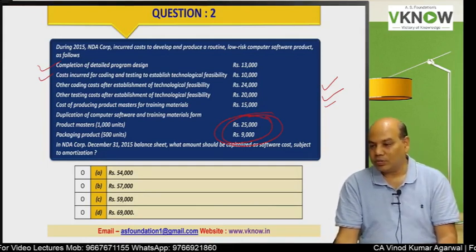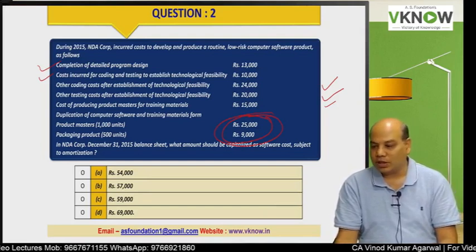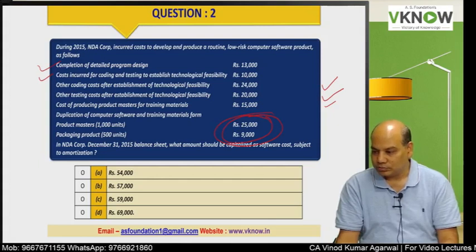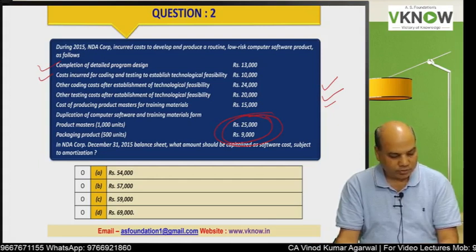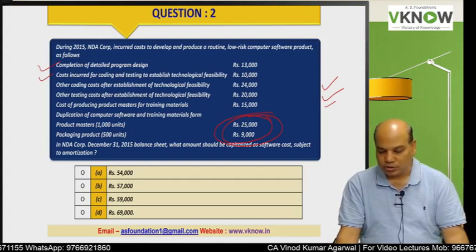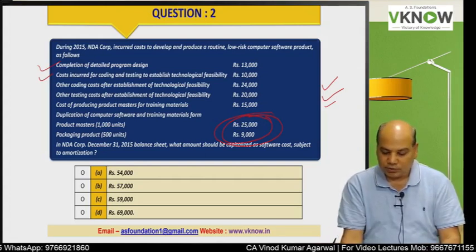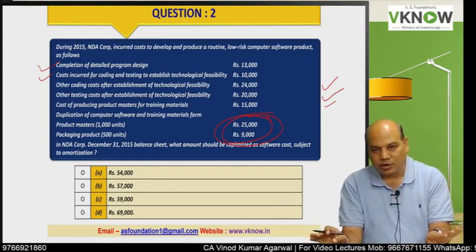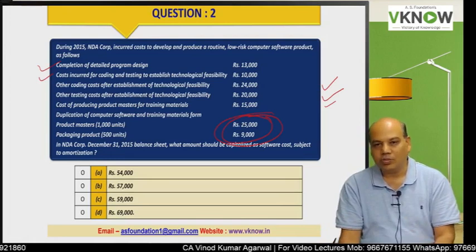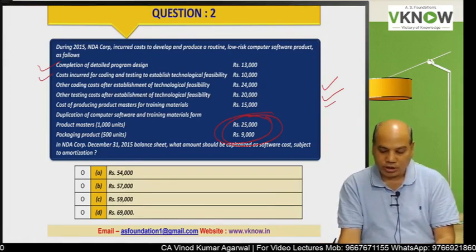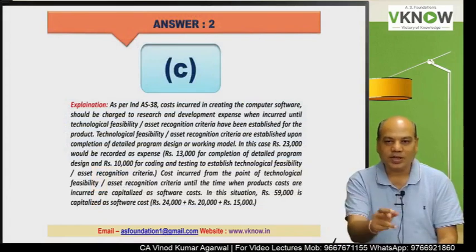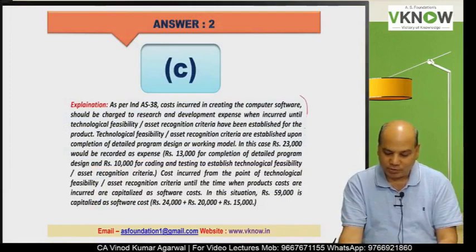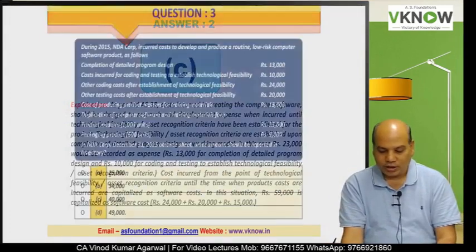In NDA Corp's December 31, 2015 balance sheet, what amount will be capitalized as software cost? Is 59,000 appearing as one of the options? 24,000 plus 20 plus 15. So it can come as a 4-mark question also. Then you will not be given the options. And with the options it can be converted into an MCQ question. So the correct answer is option C, 59,000. And in your book the explanation is printed, which you will read later as homework.